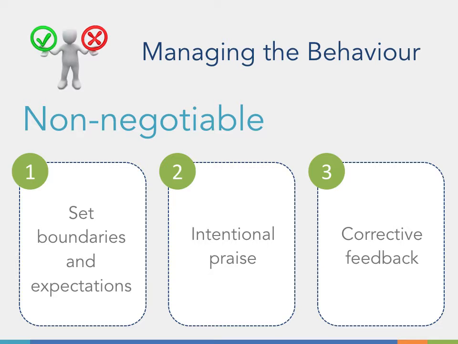So to sum it up, you need to set clear boundaries and you need to be consistent. You can't reprimand a learner one day for something and not do it the next day. It needs to be consistent. You need to give intentional praise. You need to reward this learner and give them positive reinforcement for their good behavior, because that's the behavior that you want to see more of. And when the negative behavior does display, you give corrective feedback. You don't focus too much on the negative, but rather what they should be doing. And you do it simple and not in a dramatic way.